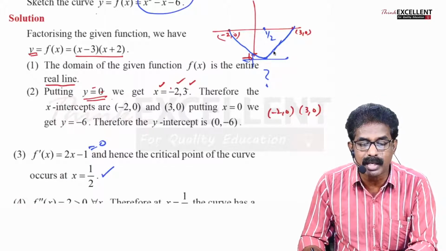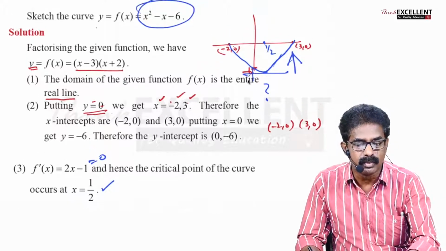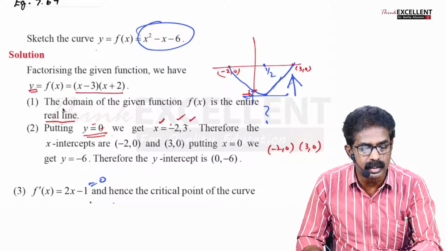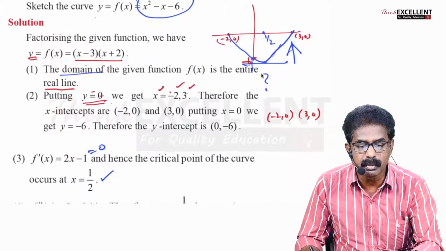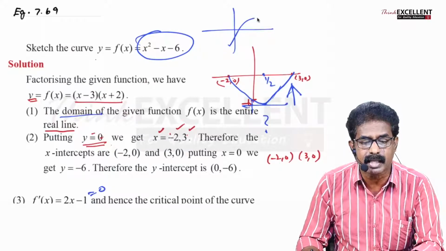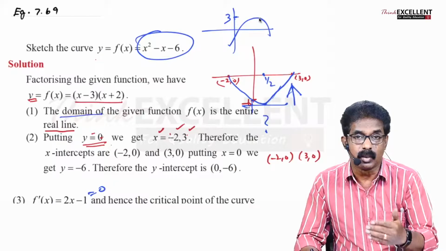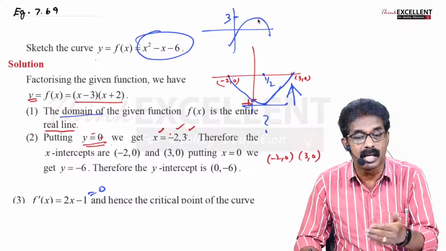So all the y values will be above this only. Initially we had written only the domain, so the range you can mention here. Sometimes if you get a maximum value, say 3, then the y value cannot exceed 3, right? So the range of y is less than or equal to 3.